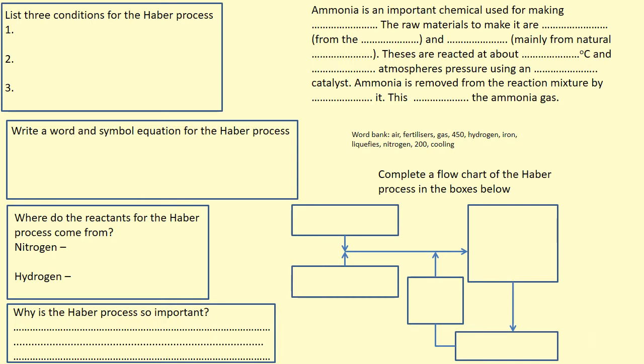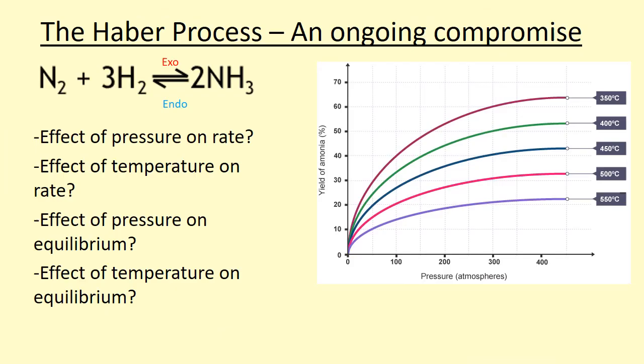So if you're in my class and have been set this as a piece of work, you will have a copy of this worksheet. So please complete this. You can go back and rewind the video if you need to find all the answers. They are all there for you. So we have talked about the Haber process being a compromise before when we looked at our equilibrium module earlier in the year.